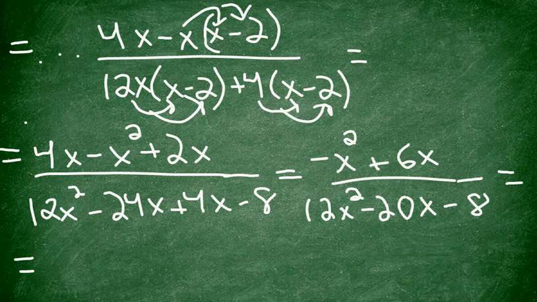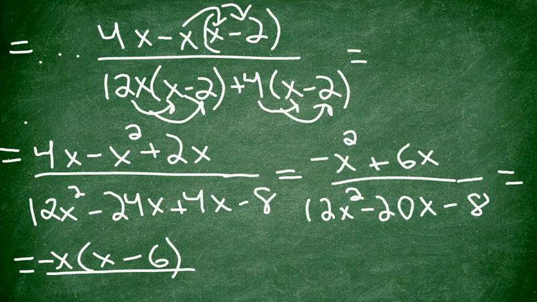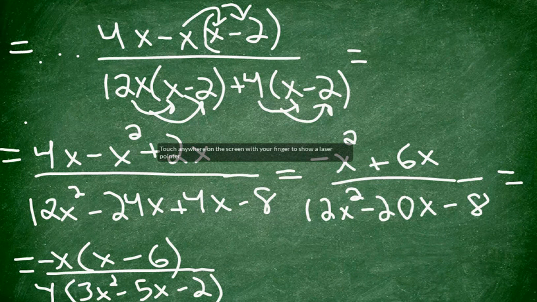So the first thing I'm going to take out of the top is, let's see, an x. Let's take out a negative x, so x minus 6. And that'll give me the top. And then the bottom, there is a 4 in common, right? So if I take out a 4, I get 3x squared minus 5x minus 2, right? So what we want to see here is, if I were to factor this bottom, is there anything that's going to cancel with the top, right?